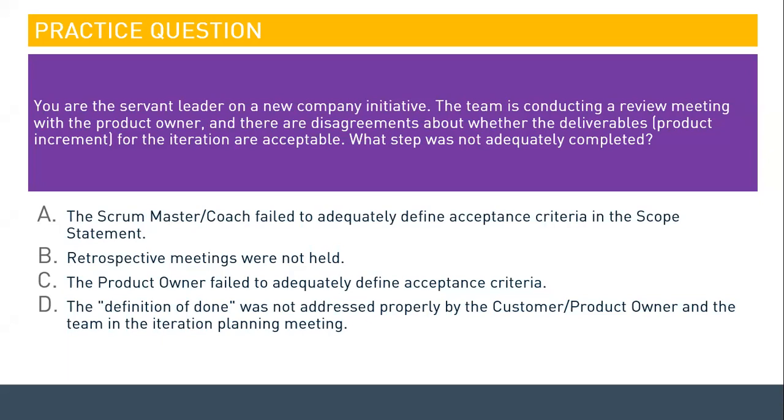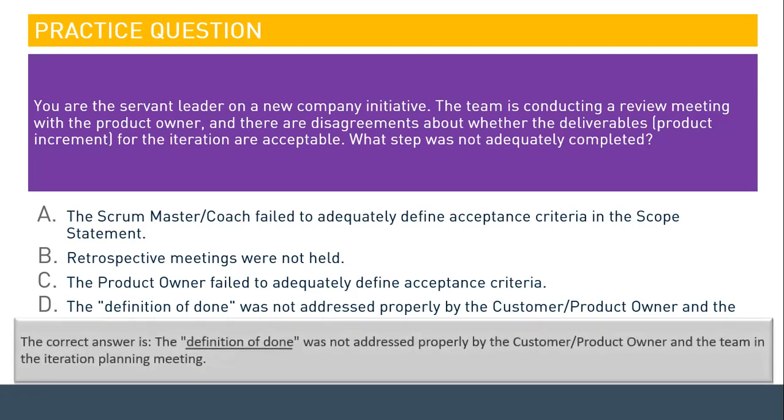All right. The answer to this, my friends, is D. The definition of done was not properly addressed by the customer or product owner. When you take a look at the other options, it can't be A, because that's not the job of the Scrum Master or coach. B doesn't really have any bearing on this. It happens at the end of the sprint. And C, the product owner failed to adequately define acceptance criteria. This is not the case.